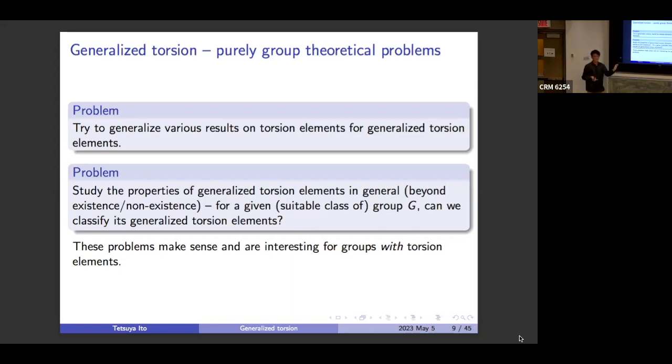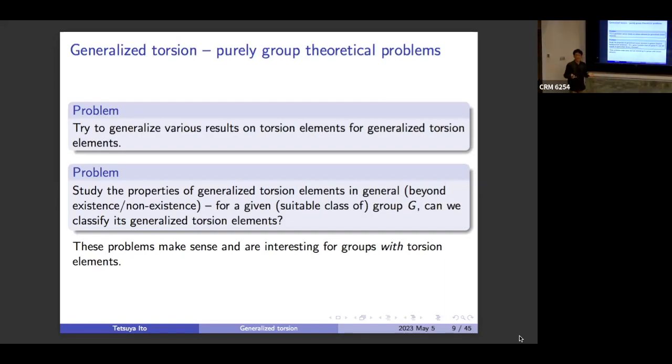So it is natural to investigate, say, a theorem: let G be a such-and-such group, then the torsion elements of such a group have a certain form. This kind of theorem is ubiquitous. So it is natural to try to extend theorems about torsion elements to generalized torsion elements, for example, to study the properties of generalized torsion elements in general. For the orderability problem, it is just important whether a generalized torsion element exists or not. However, it is also useful to look at generalized torsion elements themselves. Say, for a given class of G, can we classify generalized torsion elements?